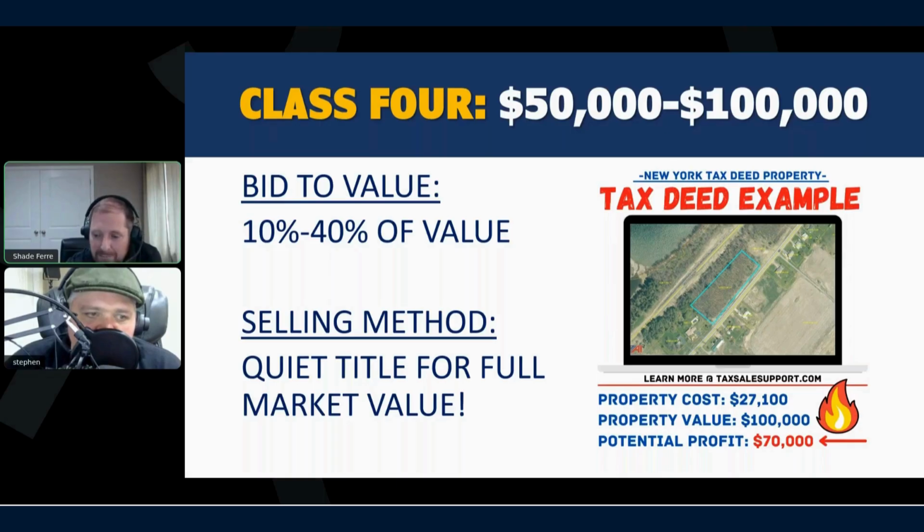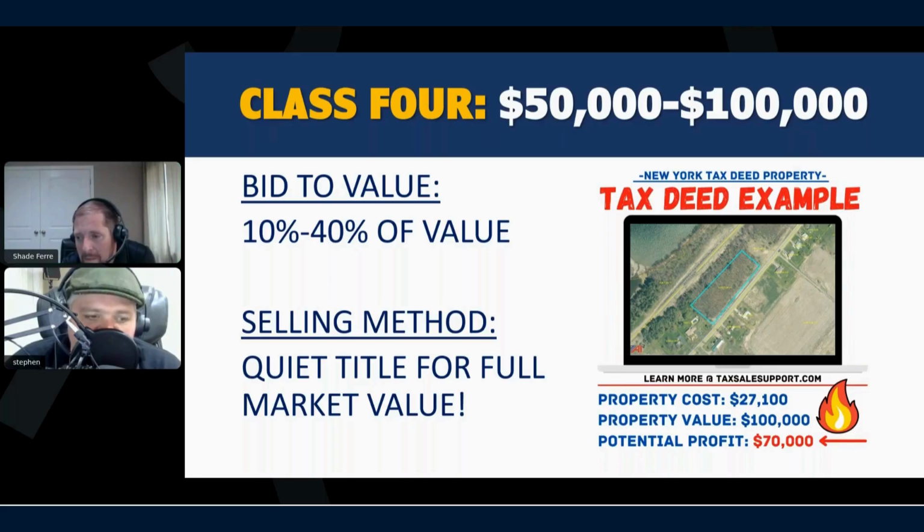So this property in the example is actually a good one, because you can see it's a piece of acreage. I don't know how many acres, maybe 5 to 10 acres. It's valued at 100,000, acquired for 27,000. So they ended up paying about 27% for it. But it has pretty good profitability here, because there's about $70,000 potential profit at that price point.